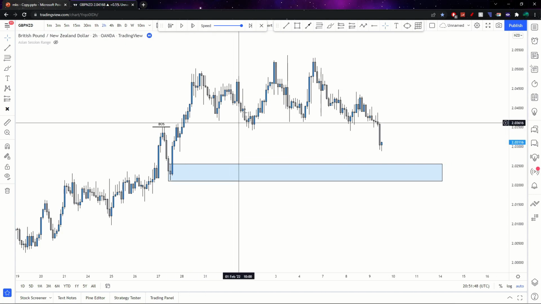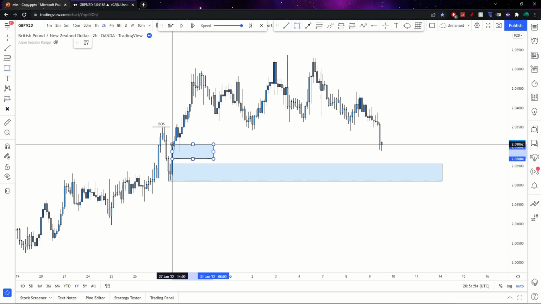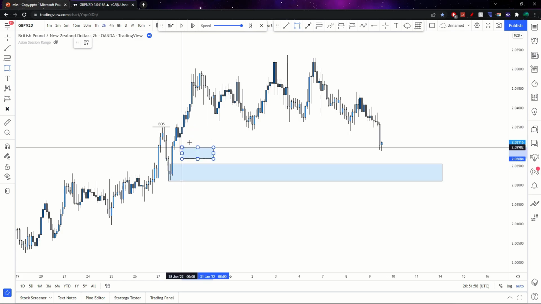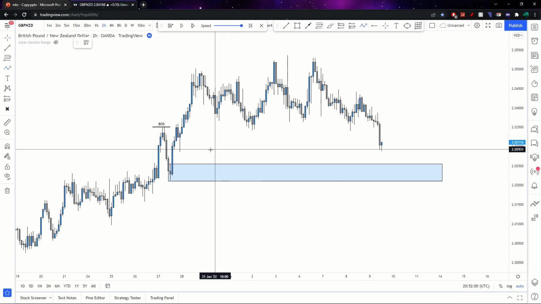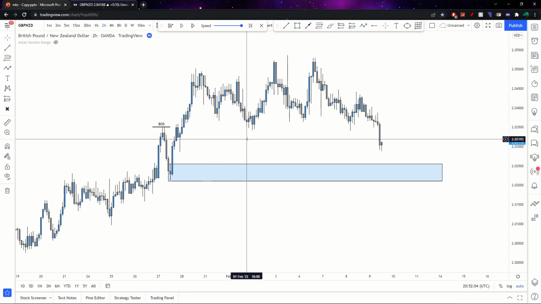Number 2, is there a high volume, right? And there's clearly high volume in that area right here. Right after the order block was created, we saw massive amounts of high volume over here. And then again, we saw volume over here as well, right? So clearly there's a lot of volume.